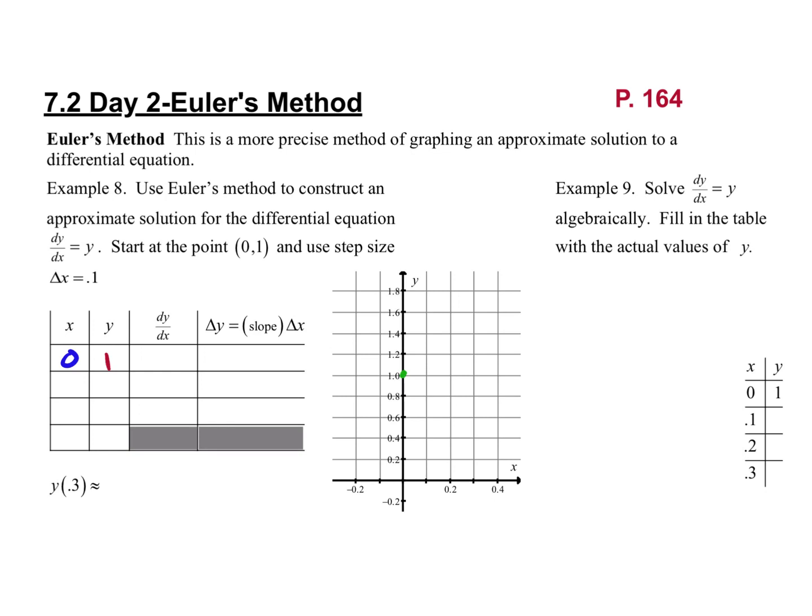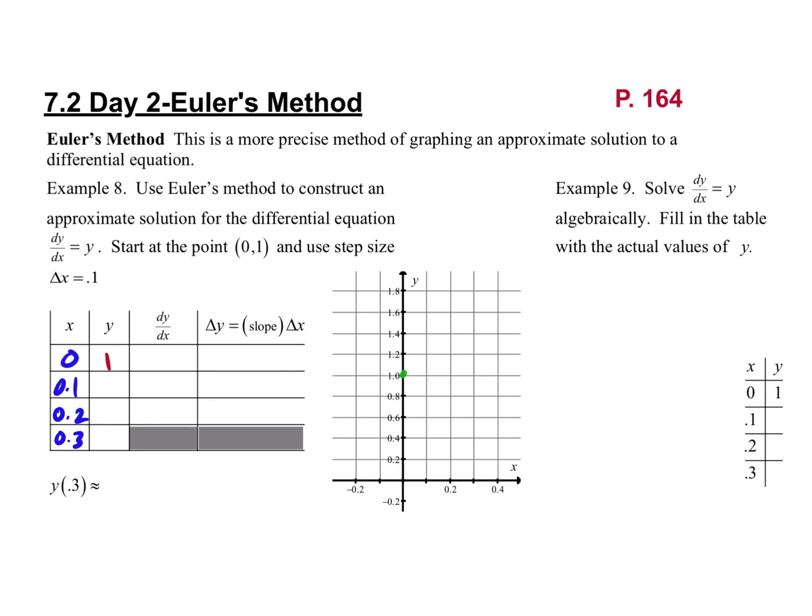Now, the next easiest thing to do, since I know what x has to change by, is to fill in the x column and just go right on down. I'm going to increase x by 0.1. So this is going to be 0.1, 0.2, 0.3, which is not a coincidence that it stops at 0.3, because it's asking for what is y of 0.3. That's not a coincidence. Then I like to fill those in. Now once we're in this initial setup, we work across.